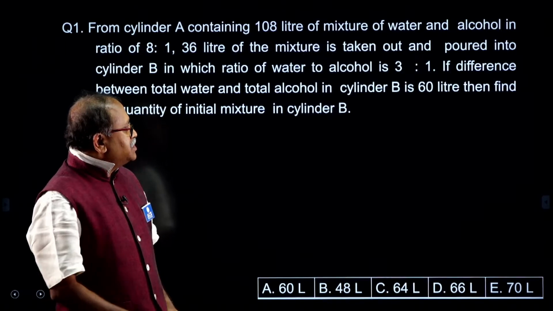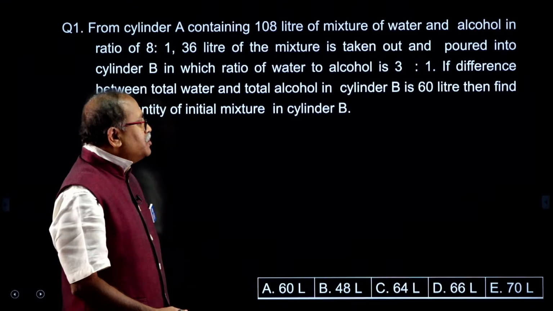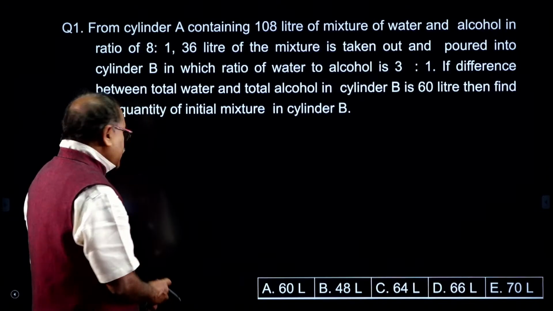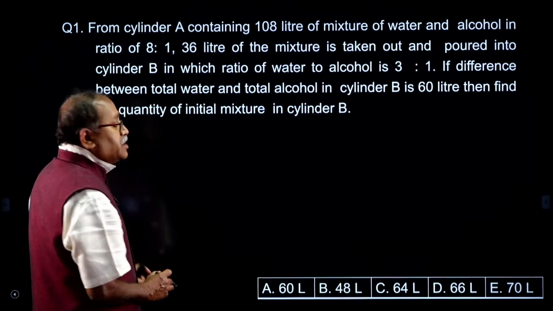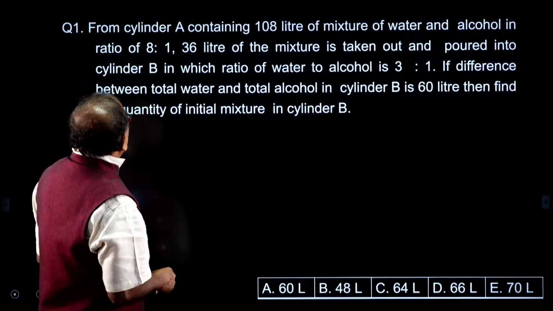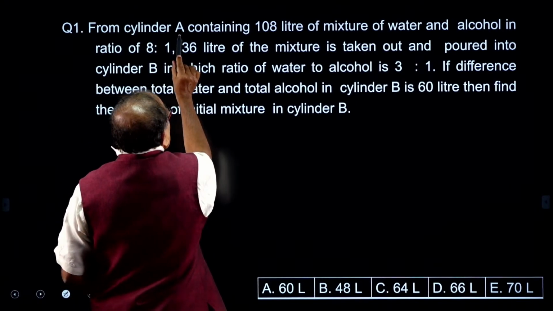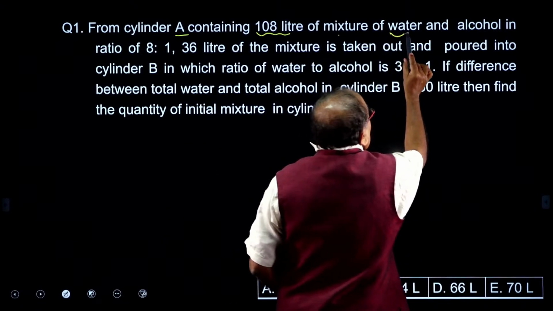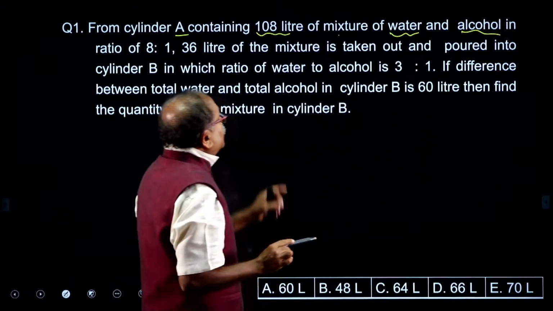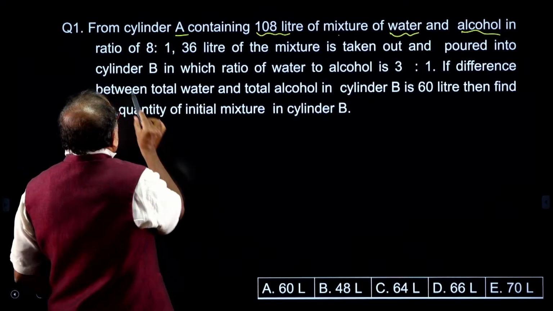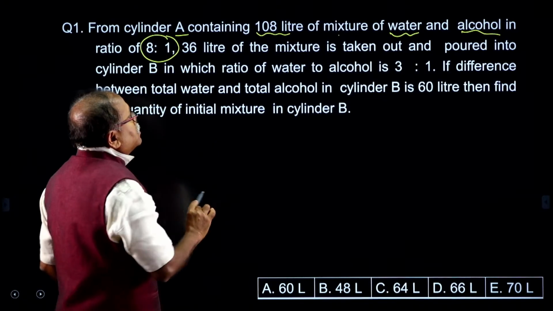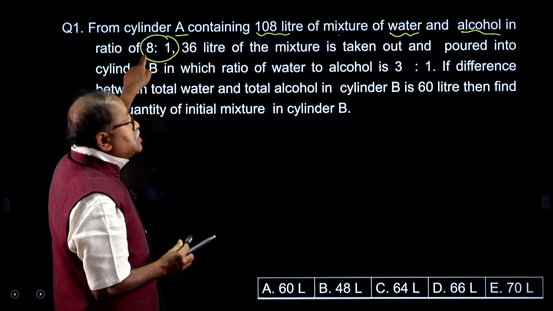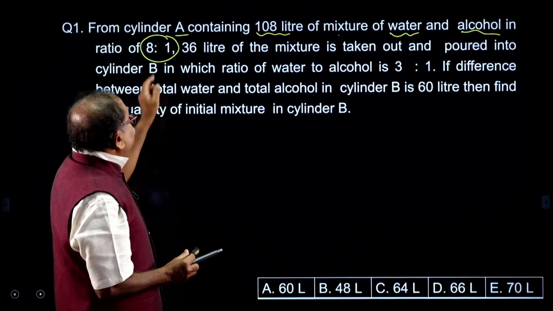Now, moving on to the next question over here, some more data is there in this particular question. Let us see what is the data, I will read and I will wait for some time for your response. Now, it says that a cylinder A contains 108 liter of mixture of water and alcohol. I have the total quantity, and the ratio of the mixture water and alcohol is given. Notice that the water is more, the alcohol is less, 8:1.